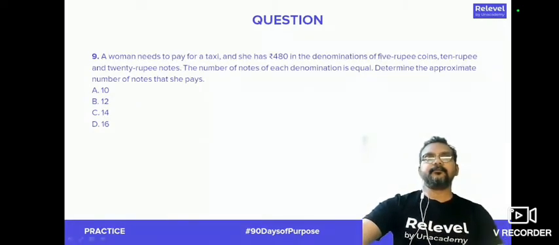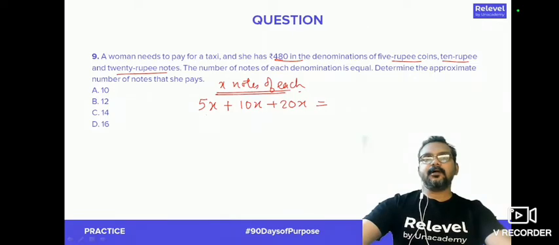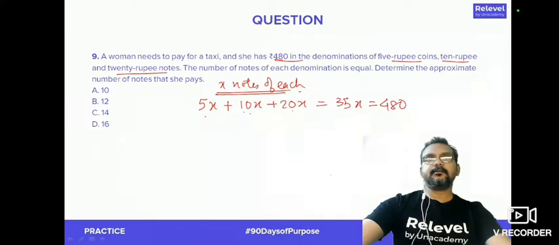Number 9. She needs to pay for a taxi and she has 480 using 5 rupee, 10 rupee and 20 rupee notes. The number of notes of each is equal. So if you have x notes of each, then total money is 5x, 10x, and 20x. So x notes of each means the total of 3x notes. So how much is this? 35x is basically 480. Unfortunately, this is not divisible.